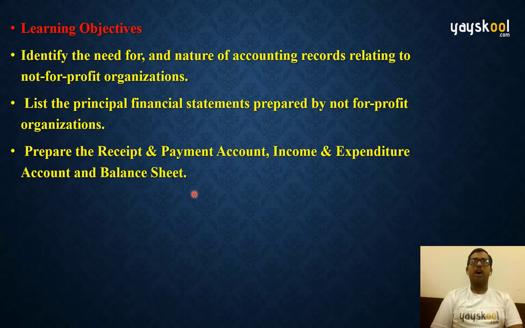Current liabilities are those for which the company has to make payment within one accounting year. It includes creditors, bills payable, and bank overdraft. Non-current liabilities include share capital and debentures.